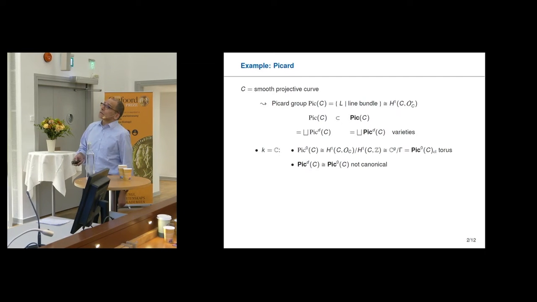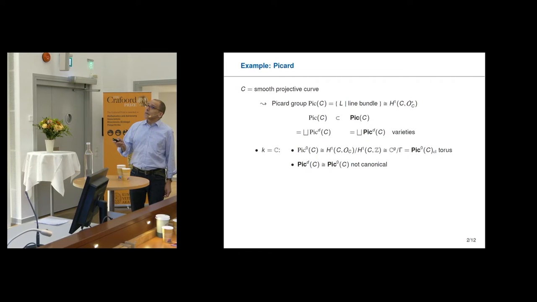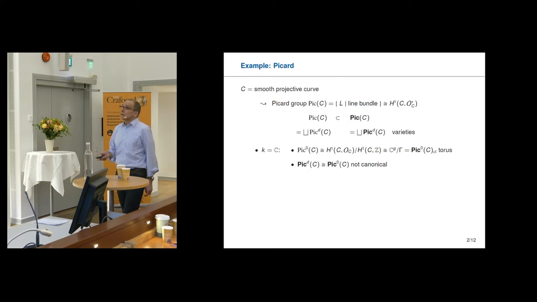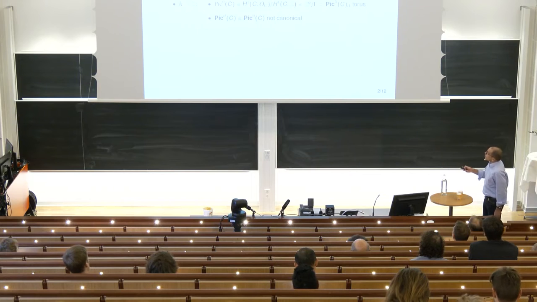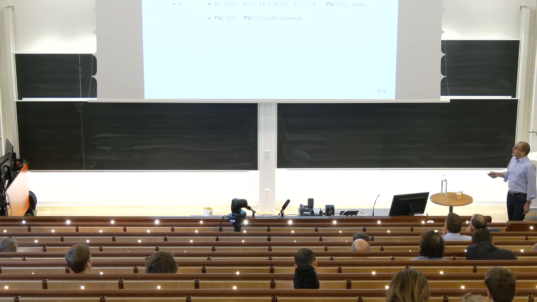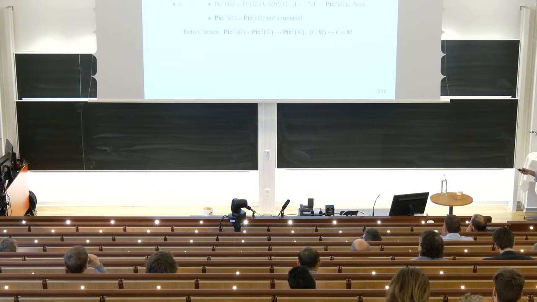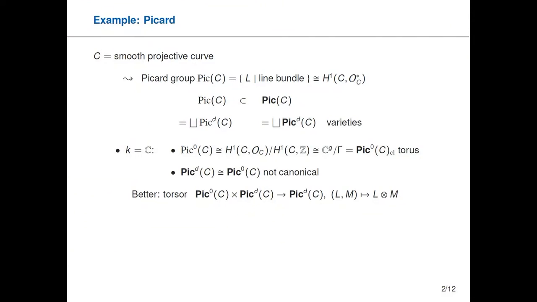If the field is the field of complex numbers, then you can be much more concrete. Then the zero component, Pic^0 of the Picard group itself, can be described as this quotient via the exponential sequence. And then it can really be identified with the closed points of the Picard variety, Pic^0. All the other components are also isomorphic to Pic^0, but in a non-canonical way. And it's actually much better to think of them as torsors for Pic^0 via the product map. This roughly means that Pic^0, this group variety, acts on all the other components by tensor product.